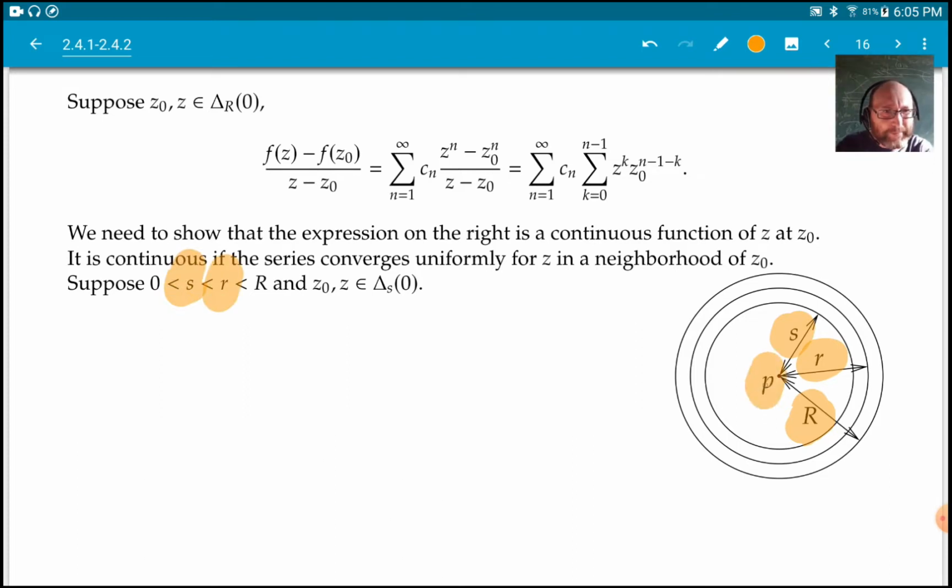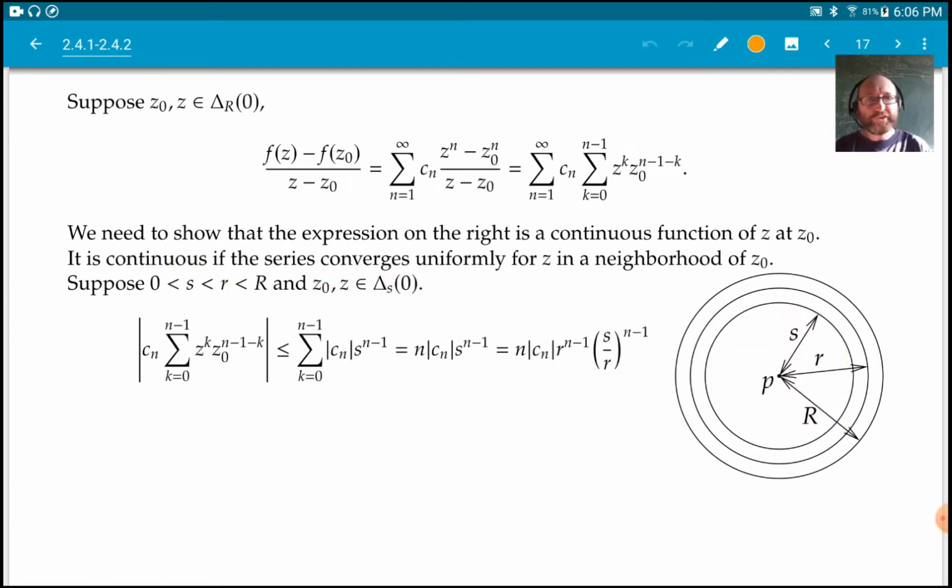And I copied the picture from before, so it still says P, but P is 0, right? And from now, let's suppose that z naught and z are in the S disk, just inside here. Now, because S is really arbitrary, z naught can be really anything in the big disk in the end.